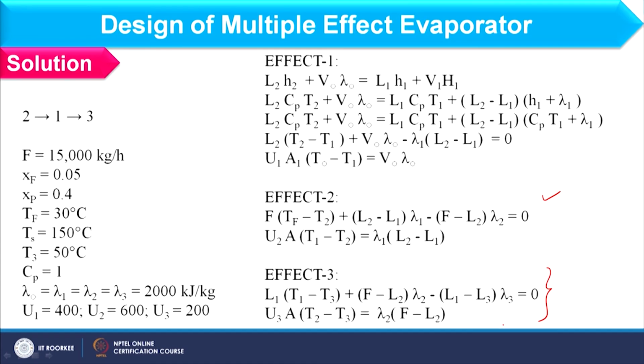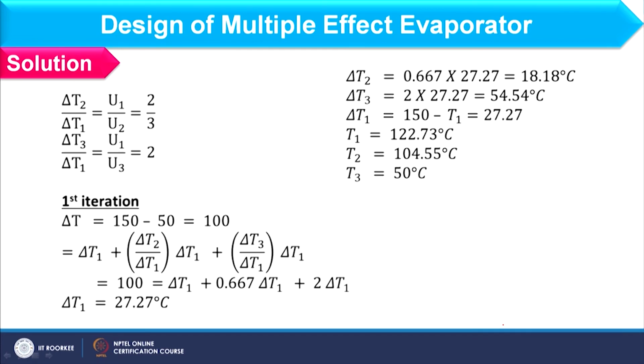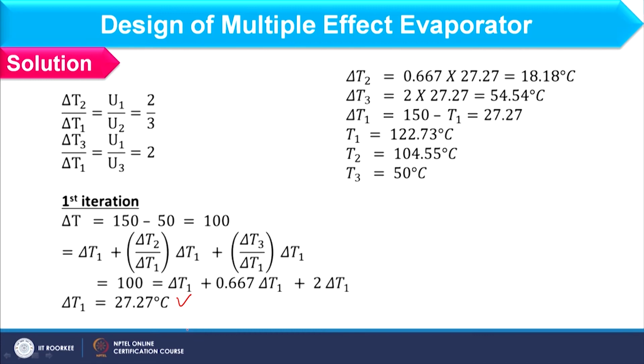So, let us quickly cover the solution of this. We again have to find the temperature of each effect. T3 temperature is known to you. Let us see the temperature of the first and second effect considering equal heat transfer in each effect, as we discussed in the previous example. I am not going into detail of that, just see how the value can be obtained. So, delta T1 we can obtain as 27.27 degrees Celsius, delta T2 18.18 and delta T3 54.54.